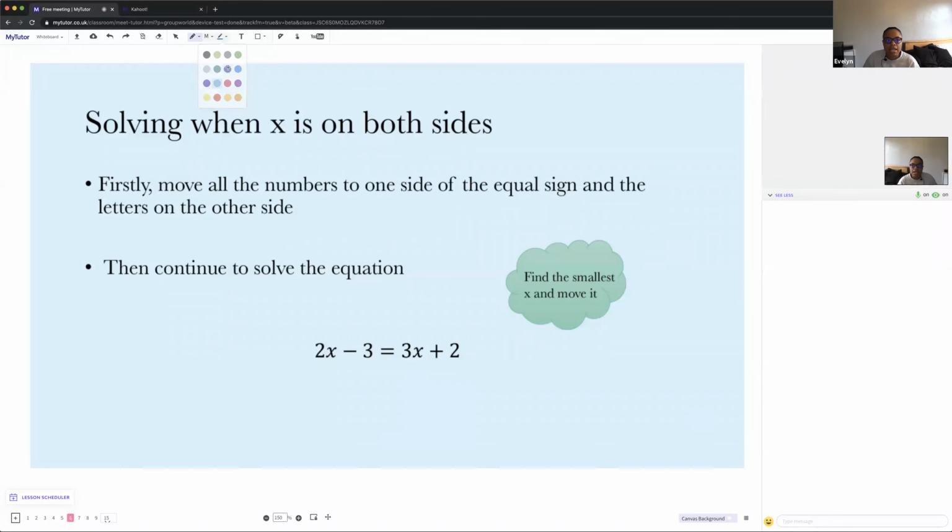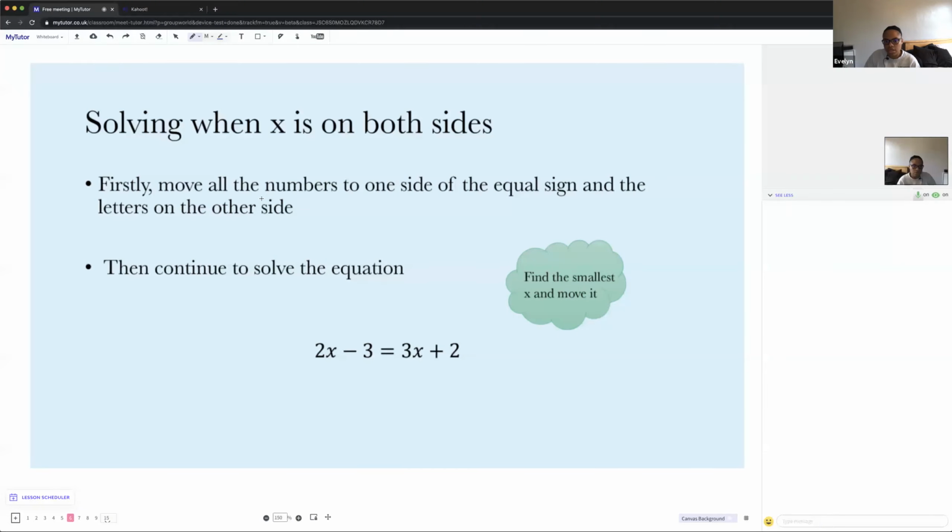Right. This one is a little bit of a harder linear equation question. This is when you have an x on both sides. Firstly, move all the numbers to one side and all the letters to the other side. Then you'll get an equation which looks like the ones that we've just been solving, and you just continue to solve just like how we've been doing.